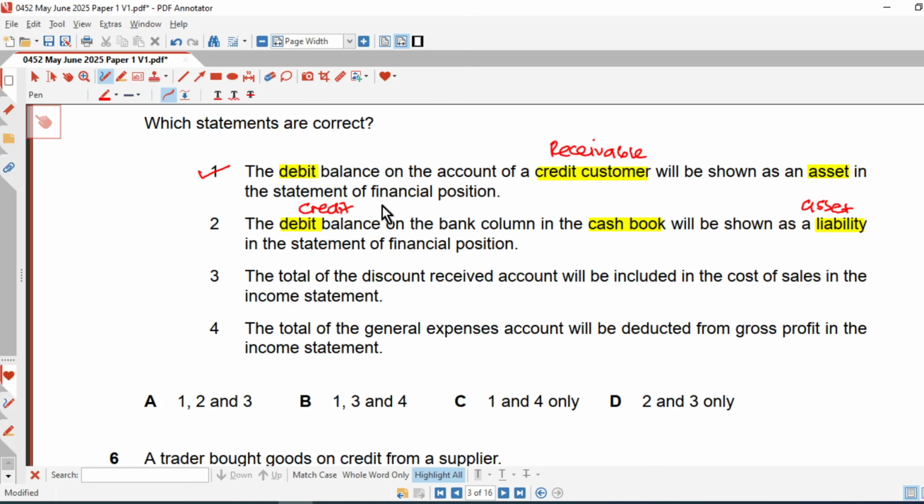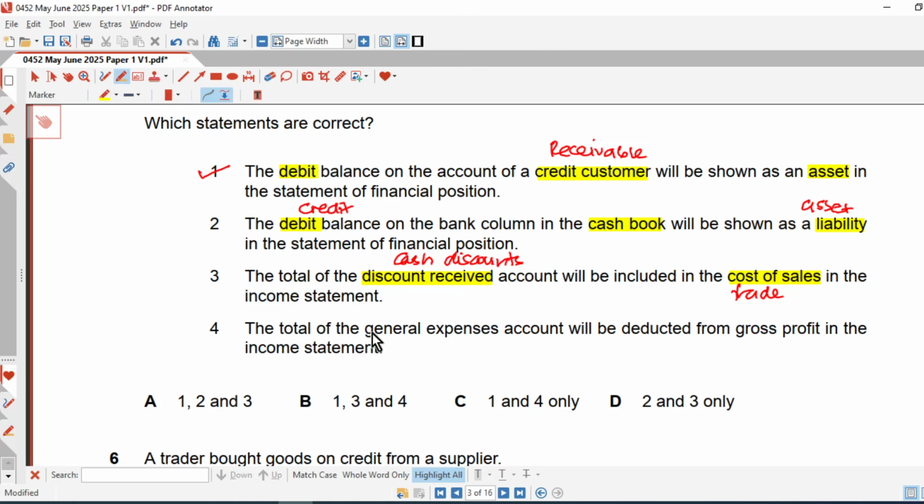Number 3, the total of the discount received account will be included in the cost of sales in the income statement. So discount received account, right? These are all cash discounts. So are you going to include cash discounts in the cost of sales? No, we do not, right? Only trade discounts will be affected. So the answer should be obvious, but we're going to check out number 4 just in case.